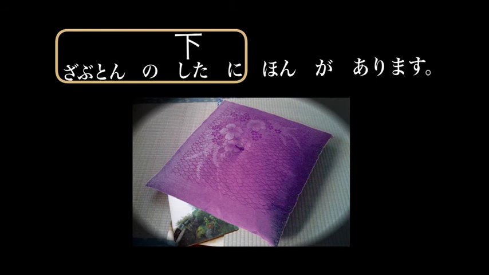Often in Japan, the children do their homework at the kotatsu. The kotatsu is often in a tatami room with tatami matting, and often you'll sit on zabuton. Zabuton are the cushions. In this case, this student has left their books under the zabuton. Zabuton no shita ni. Under the cushion. Hon ga arimasu. There are books. Shita, meaning under.